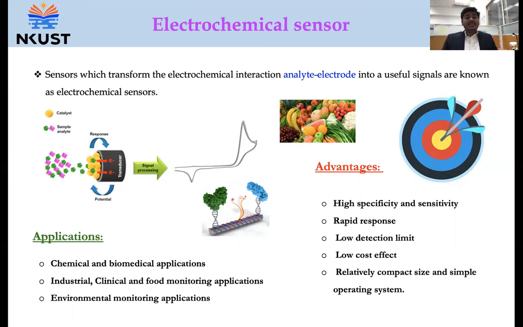And regarding applications, we can analyze chemical and biological samples, and we can use it in industrial, clinical, food monitoring, and environmental monitoring applications. So what is an electrochemical sensor? It is a sensor which transforms the electrochemical interaction between the analyte and the electrode into a useful signal.